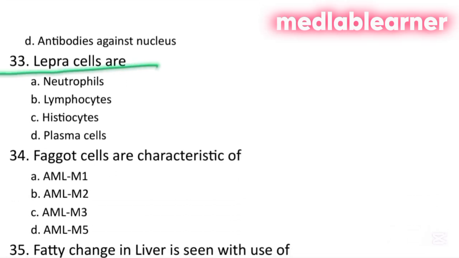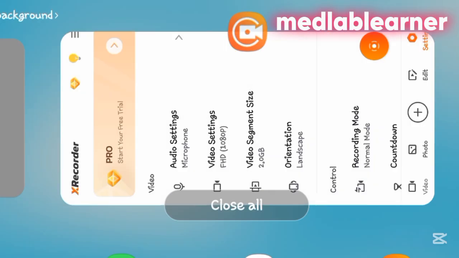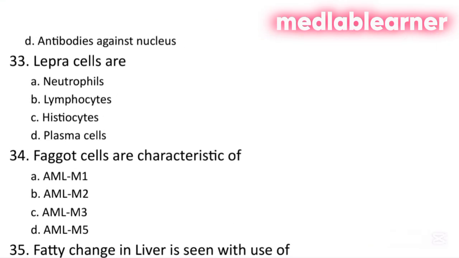33. Lepra cells are A. Neutrophil, B. Lymphocyte, C. Histiocytes, D. Plasma cells. Answer will be C. Histiocytes.